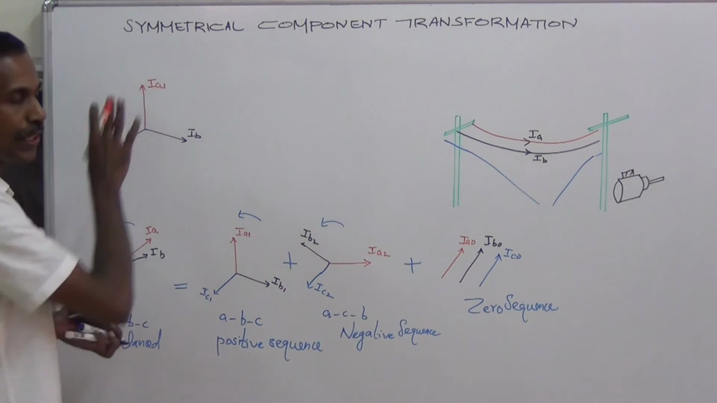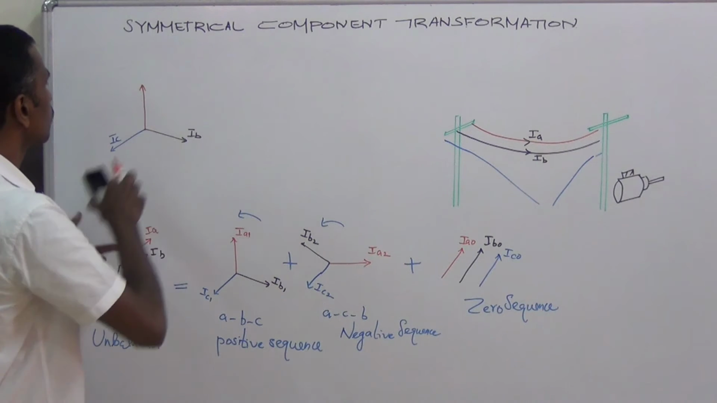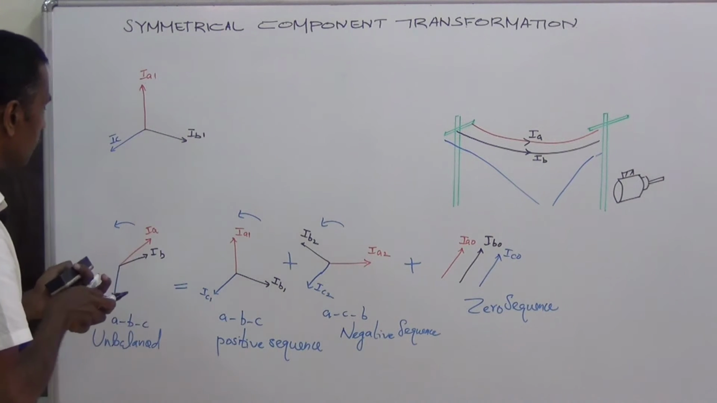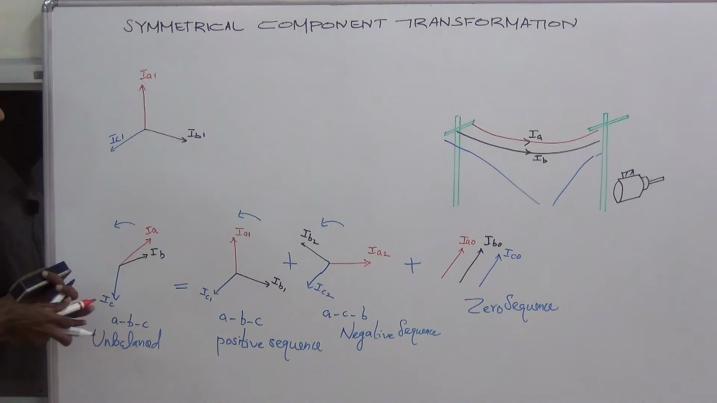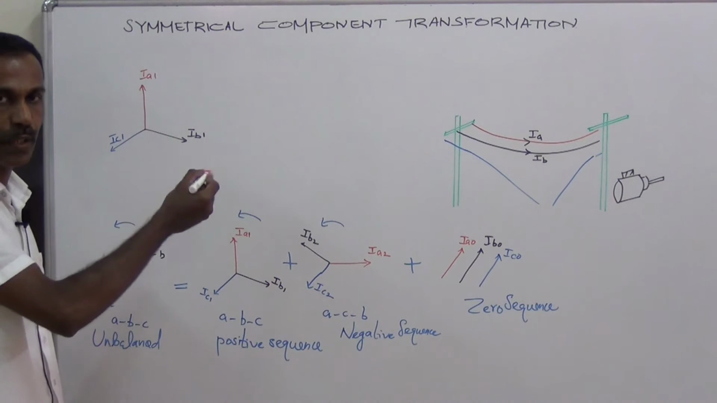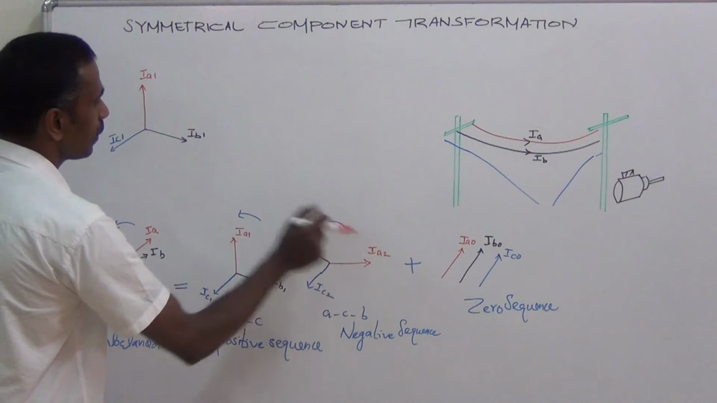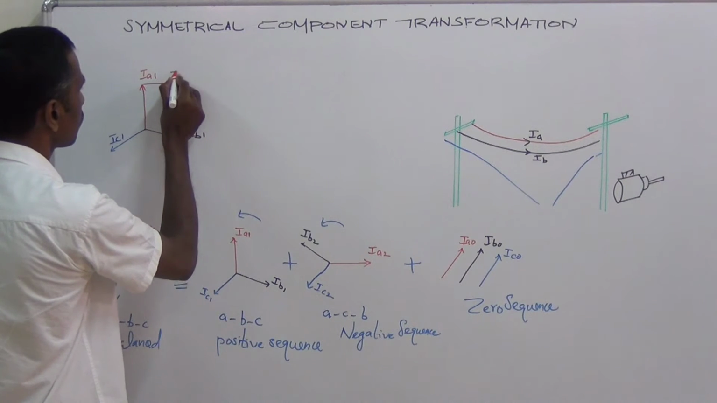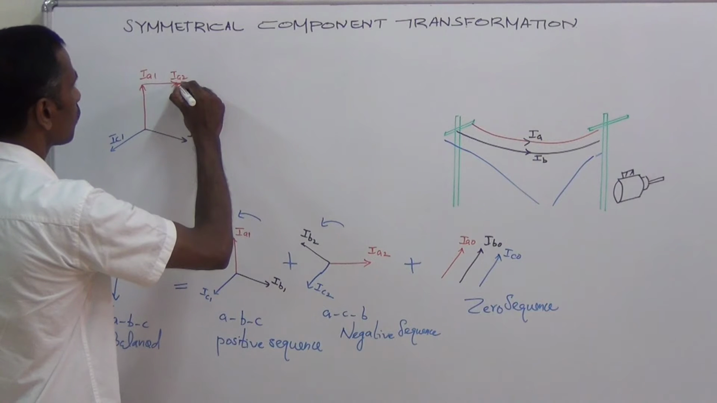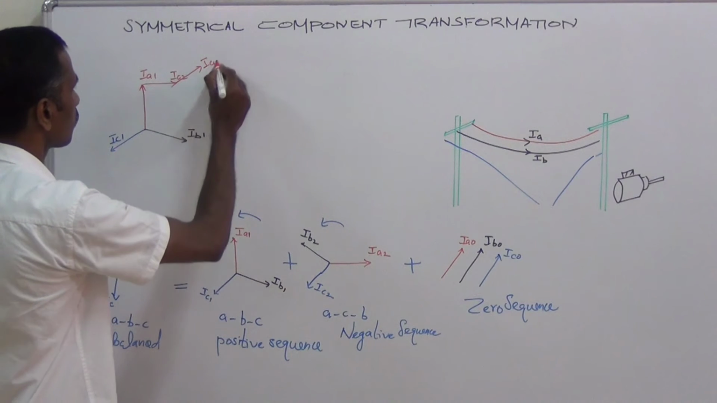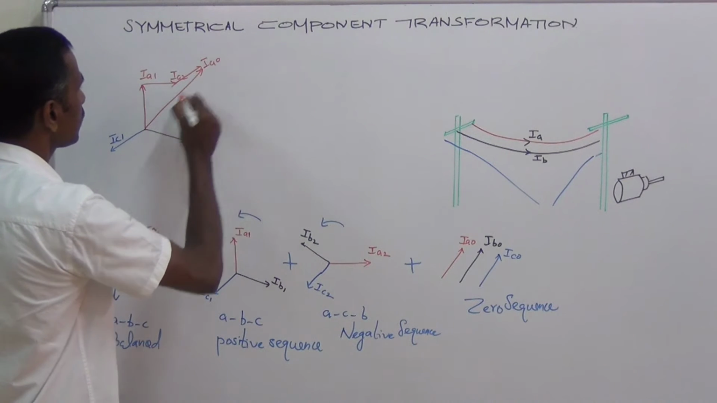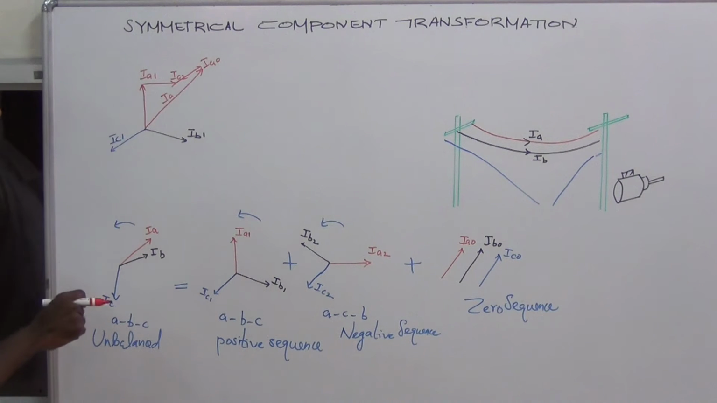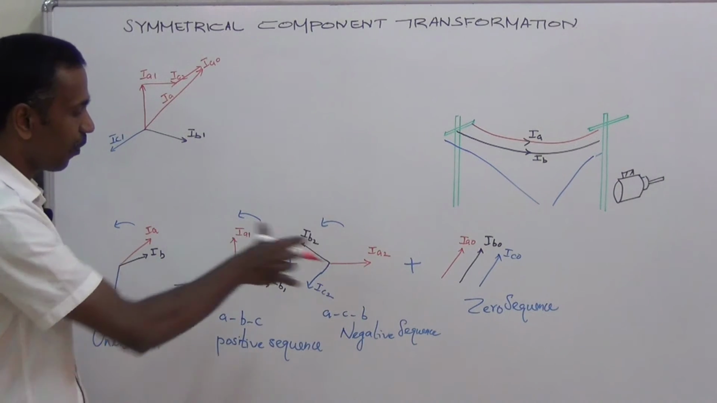Suppose this is the positive sequence vector, IA1. This is IB1. This is IC1. Let's add all the sequence vectors for the A phase. This is IA1. This is your IA2. This is IA0. This is the resultant vector IA. It is not to scale. This is our IA. We will add all the sequence components for the B phase.